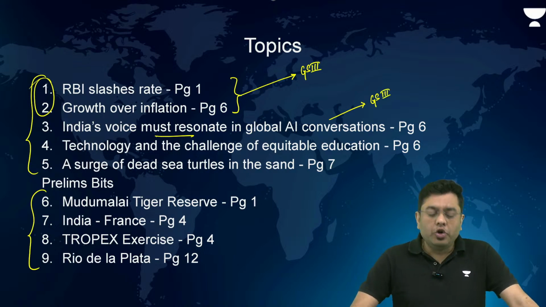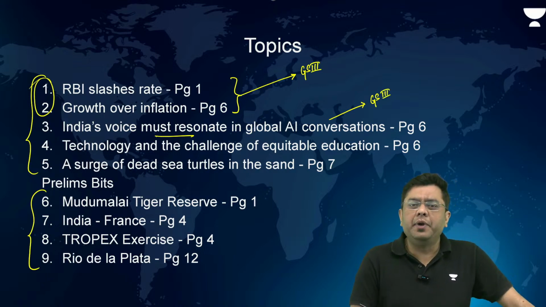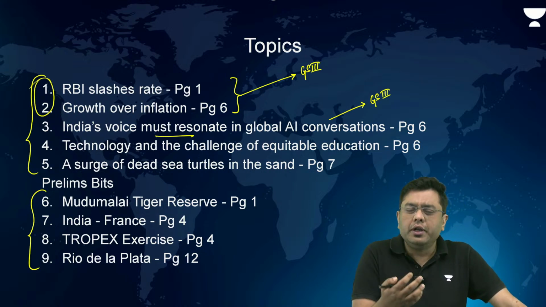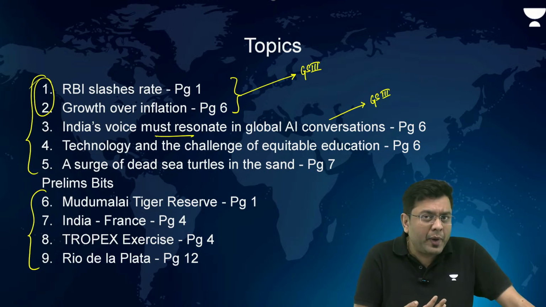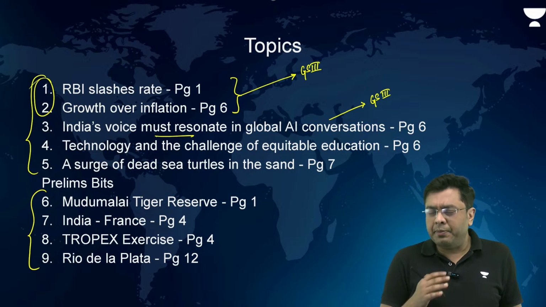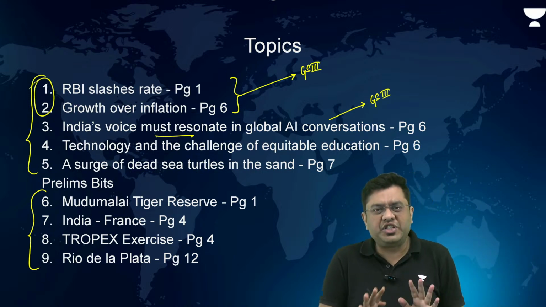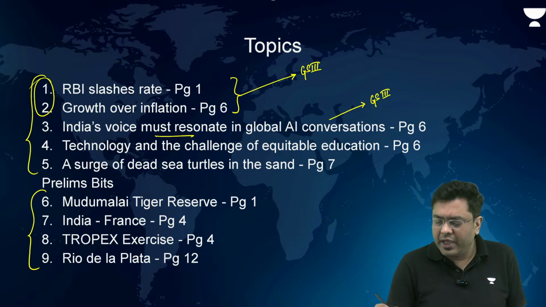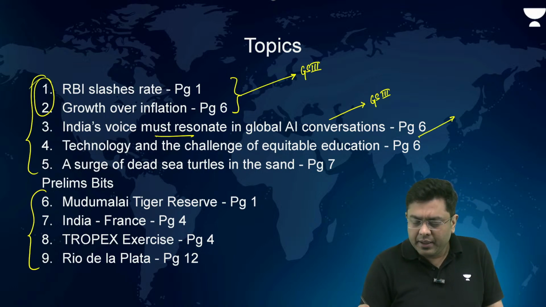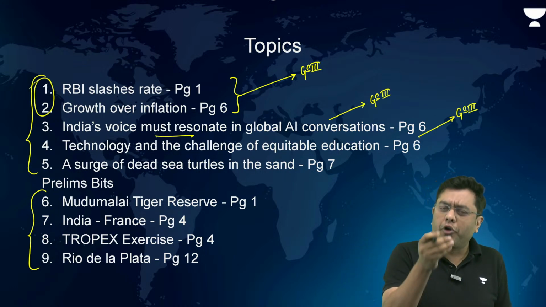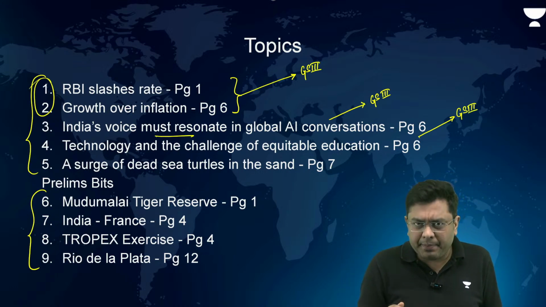Then, technology and the challenge of equitable education, the role of technology in ensuring that education reaches everyone and everyone is able to avail the benefit. So what are the present scenarios, the positives, the challenges, in crux key pointers available for you? So this is something again relevant for GS3. Sometimes this will also be important for writing the content in the essay paper. There also you might find the relevance of this.